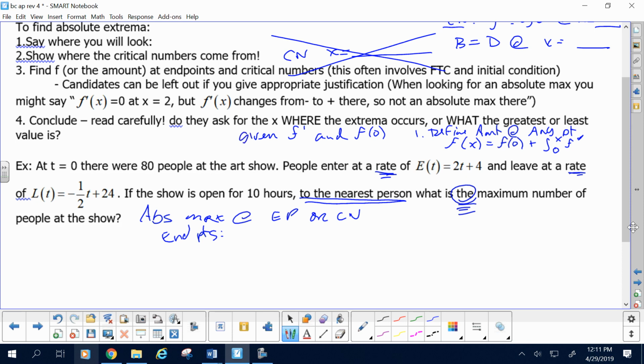think there's a defect in this problem. I can't remember what it was. But do you agree the endpoints are times 0 to times 10? You with me? Okay. The critical numbers. How would you go about finding them and explaining how you found them? Think of what's the net rate?